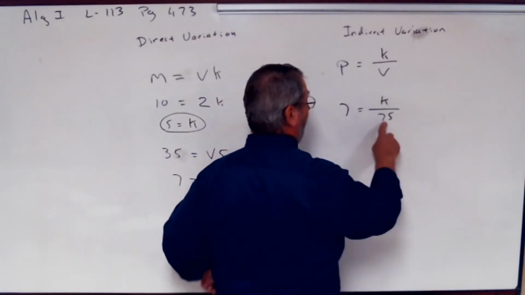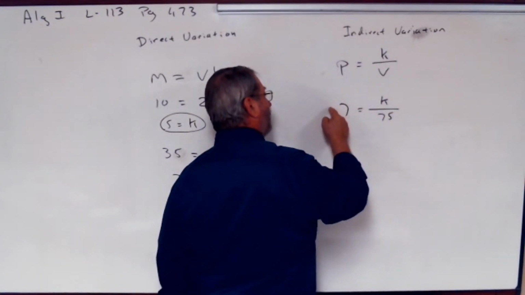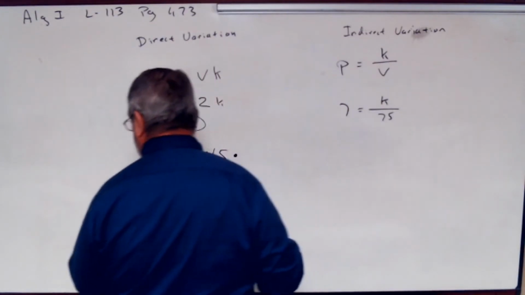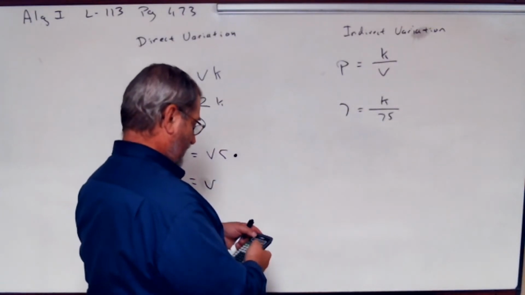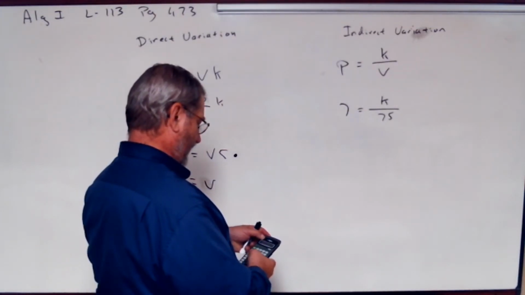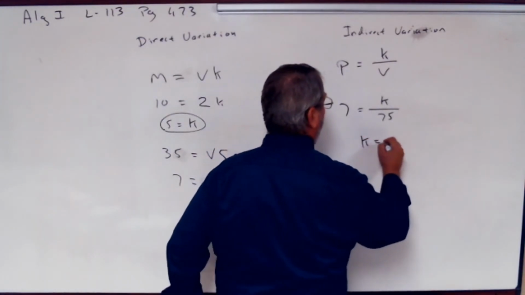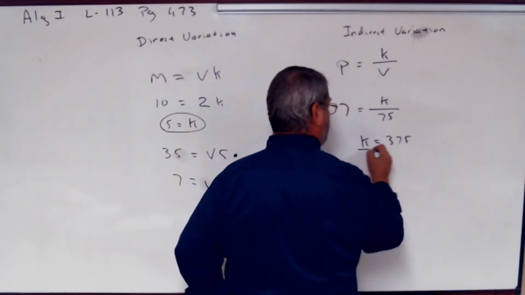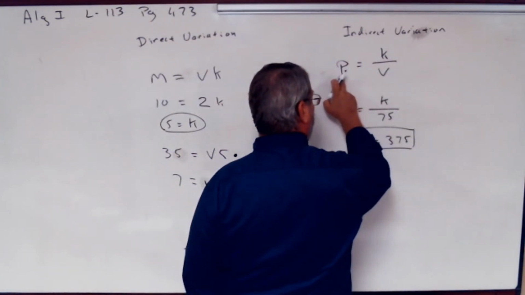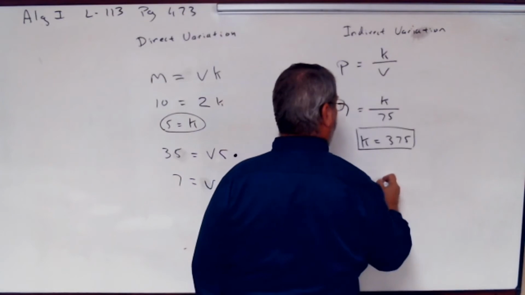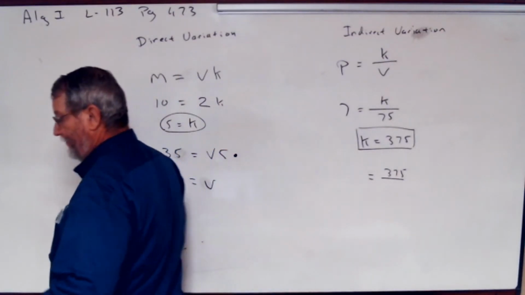How do we get rid of this 75? Well, how are these two connected? They're connected by division. The opposite of division is multiplication. So we're going to multiply over here by 75. So let's see, 75 times 7 equals 525. So K equals 525. That is our constant. Now, either they're going to give us a new pressure or a new volume, but the constant is 525. We know that.